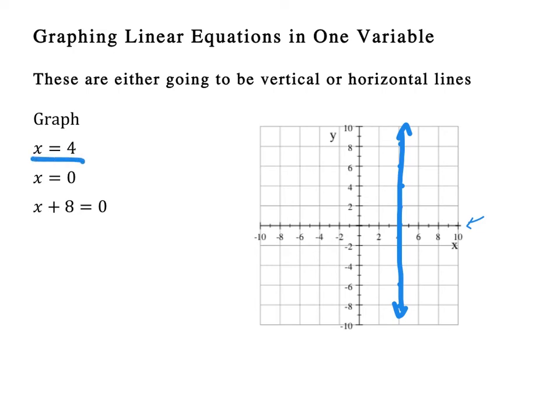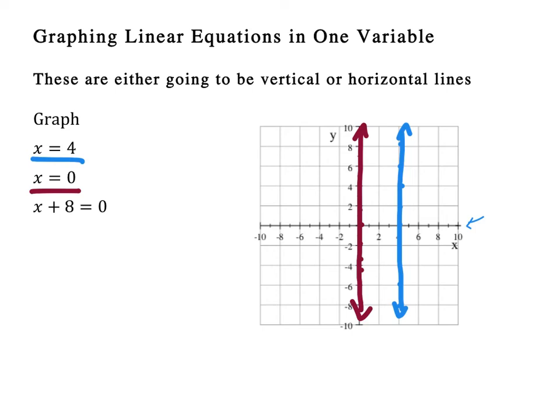Okay, let's try the next one in maroon. X is equal to 0. I know x is equal to 0 here, here. Everywhere along this line, x is 0.